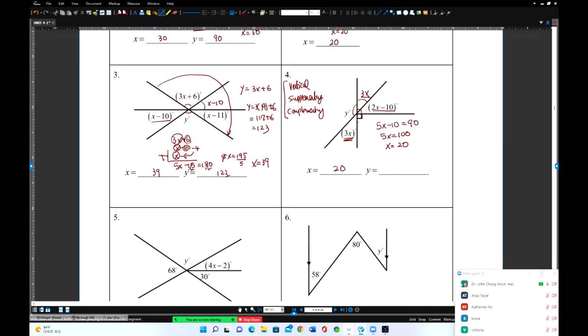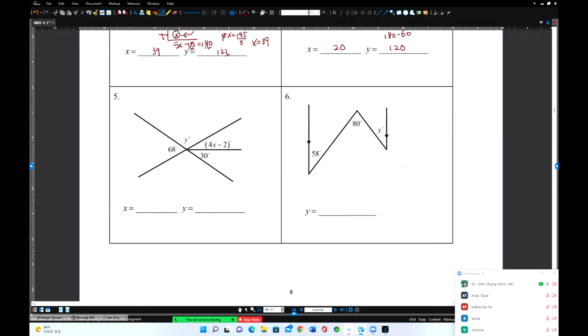How can you find the y there? Because 20 gives 60, right? That is a supplementary angle. The sum of these two angles is exactly equal to 180. So 180 take away this 60, right? You'll get y equals how much? Minus 60 equals 120. Okay, that's the value of y.